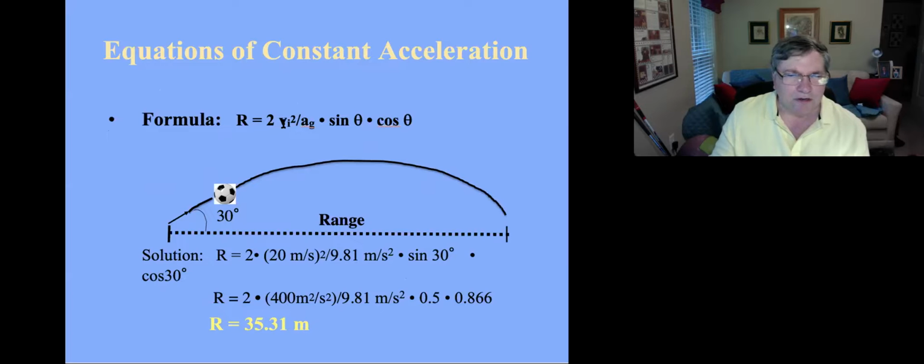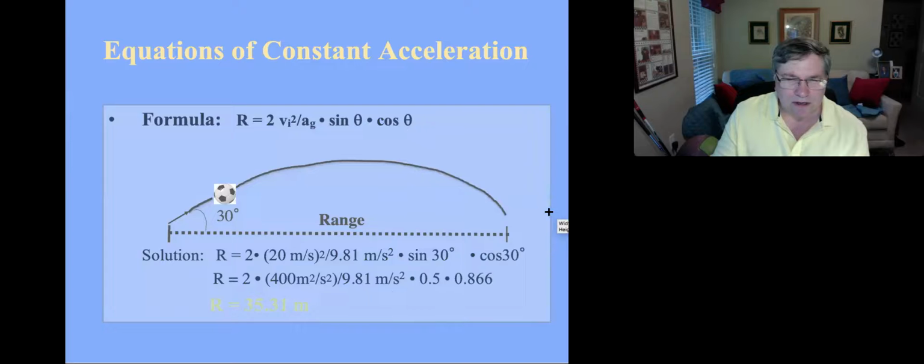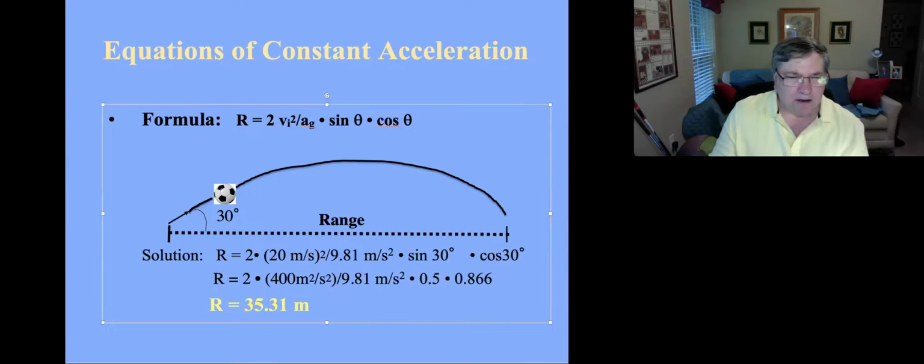So the range is 2 times 20 meters per second squared. That's 400 meters squared per second squared. We'll divide by 9.81 meters per second squared, multiplied by the sine of 30 and by the cosine of 60 degrees. And there we go. And that gives me an answer of 35.31 meters. That's actually pretty reasonable.